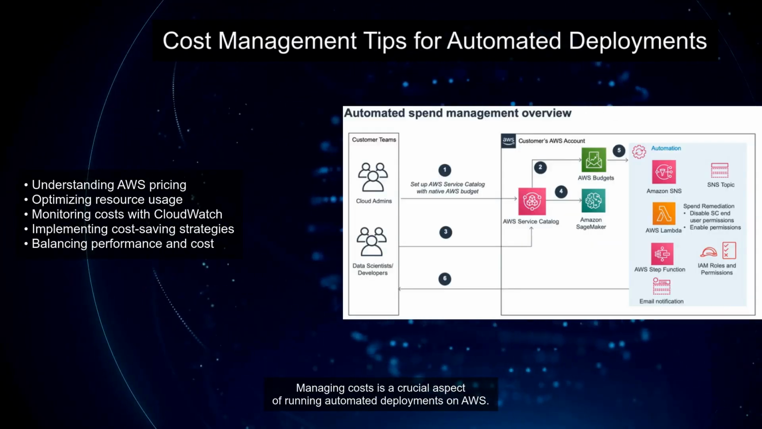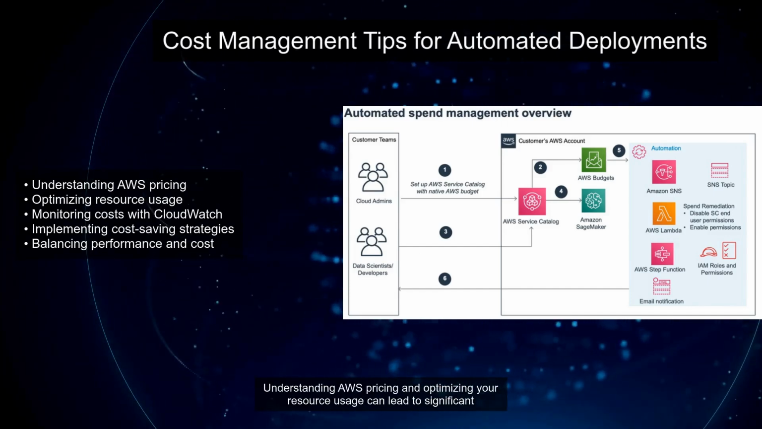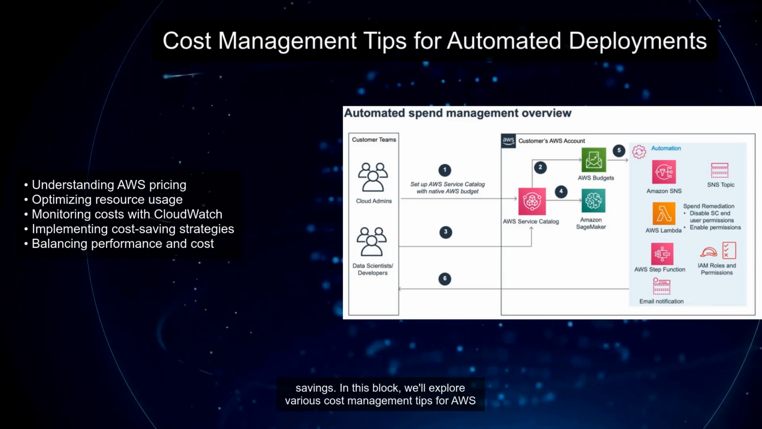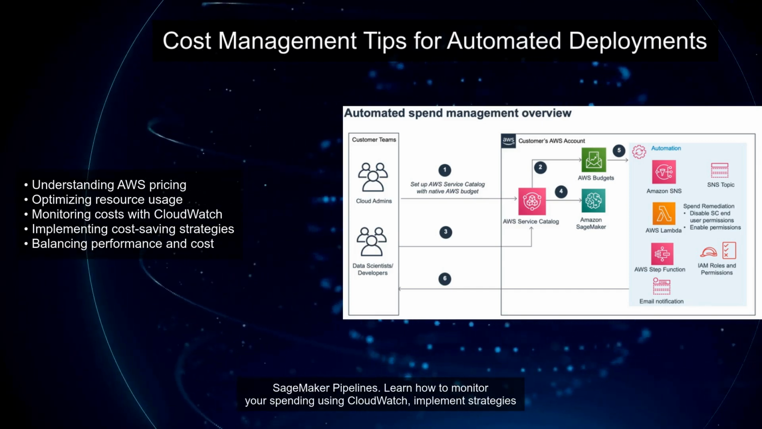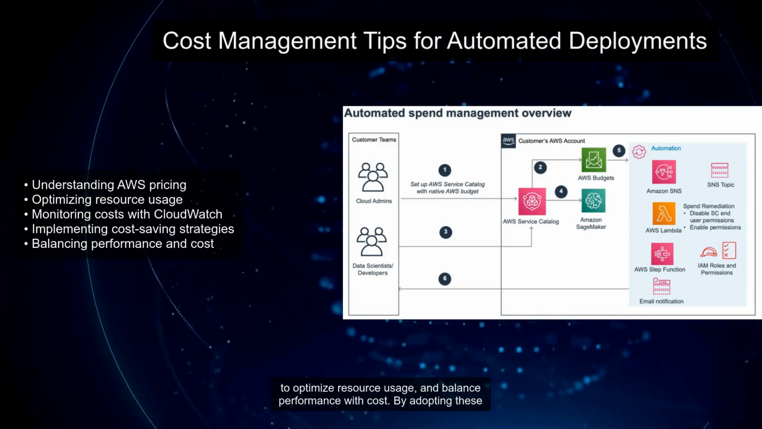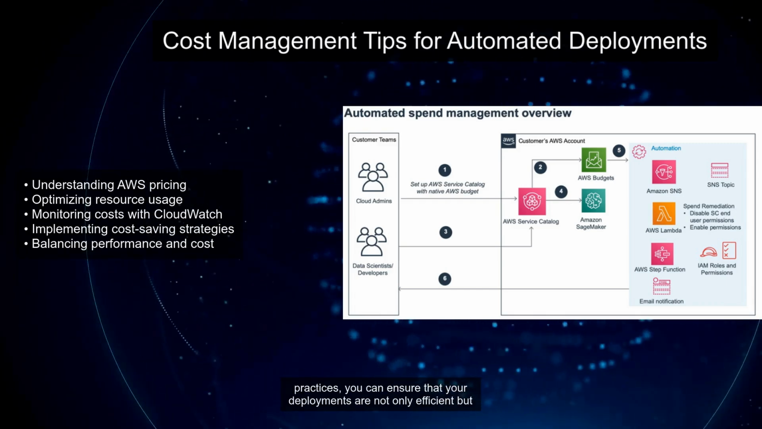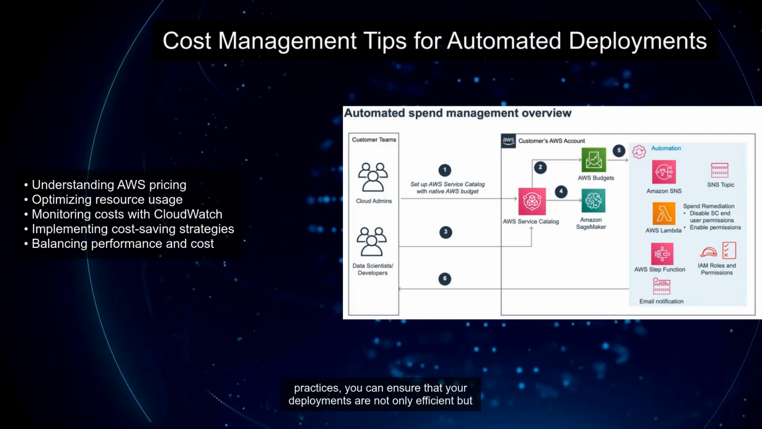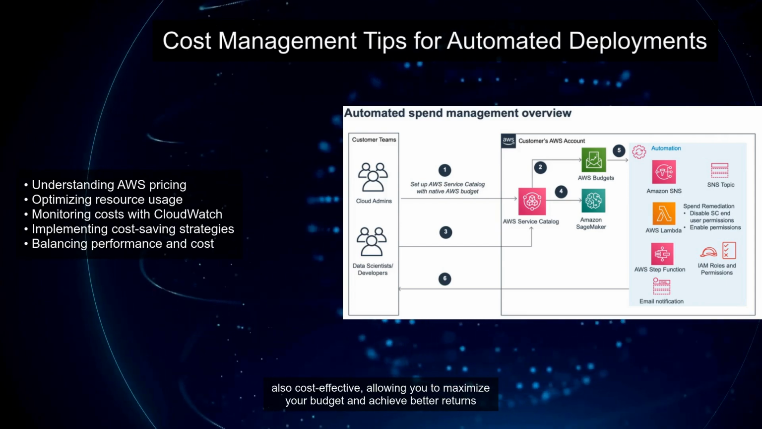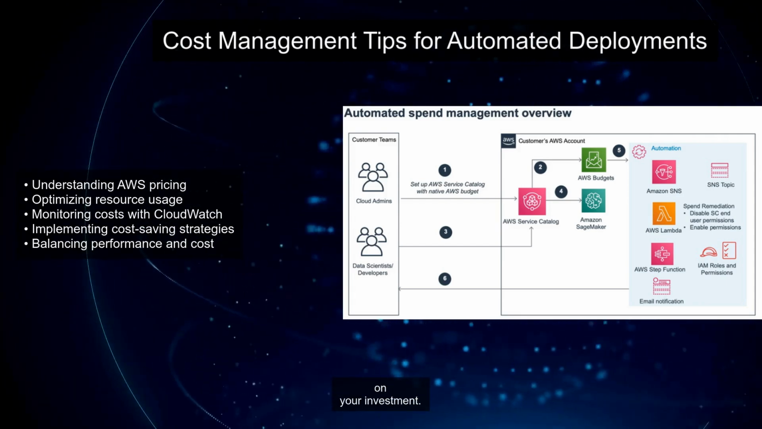Managing costs is a crucial aspect of running automated deployments on AWS. Understanding AWS pricing and optimizing your resource usage can lead to significant savings. In this block, we'll explore various cost management tips for AWS SageMaker pipelines. Learn how to monitor your spending using CloudWatch, implement strategies to optimize resource usage, and balance performance with cost. By adopting these practices, you can ensure that your deployments are not only efficient but also cost-effective, allowing you to maximize your budget and achieve better returns on your investment.